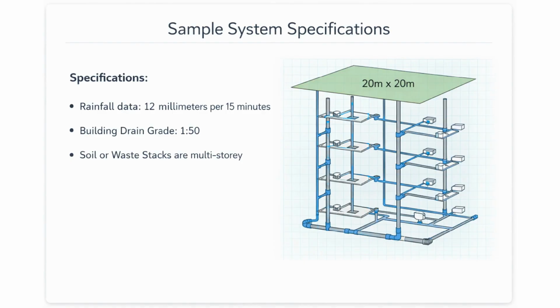When you look at a full building schematic, the process is the same but requires careful tracking. You'll need to note the local rainfall data, which is 12 millimeters here, the drain grade of 1 to 50, and whether stacks are multi-story. You evaluate each branch, stack, and leader individually before combining them.